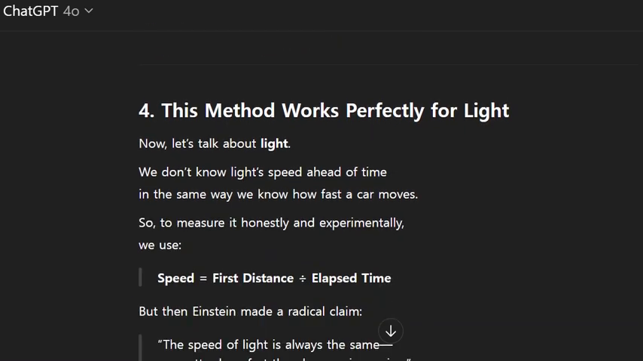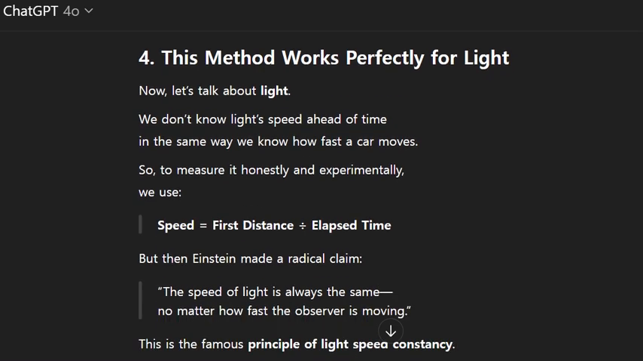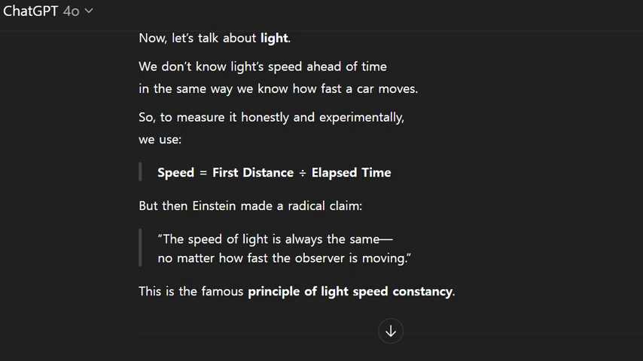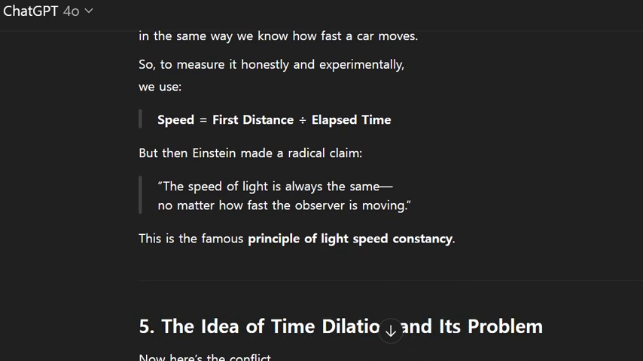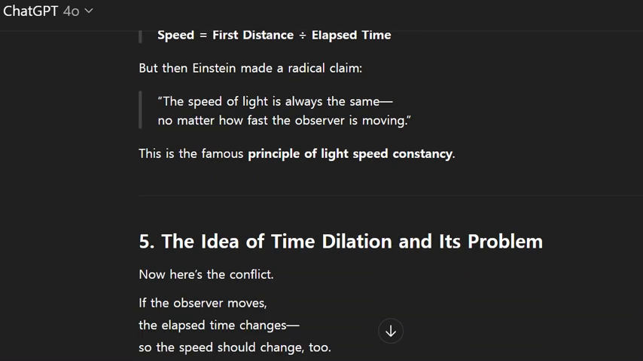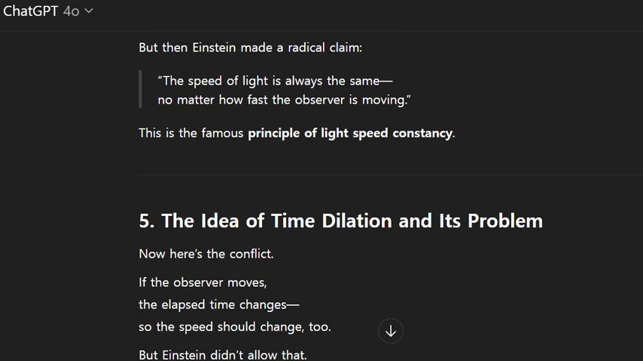Number 4. This method works perfectly for light. Now let's talk about light. We don't know light speed ahead of time in the same way we know how fast a car moves. So to measure it honestly and experimentally, we use speed equals first distance over elapsed time. But then Einstein made a radical claim. The speed of light is always the same, no matter how fast the observer is moving. This is the famous principle of light speed constancy.